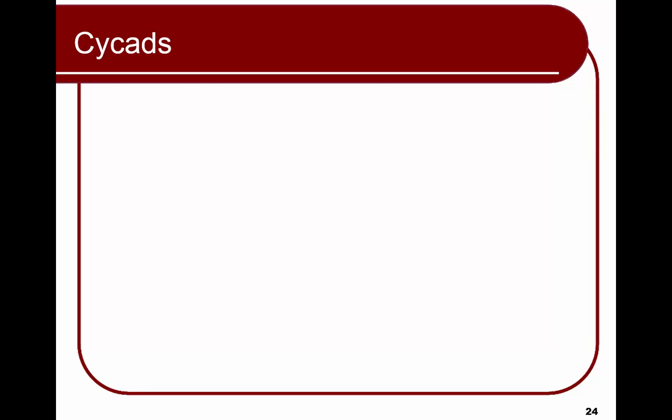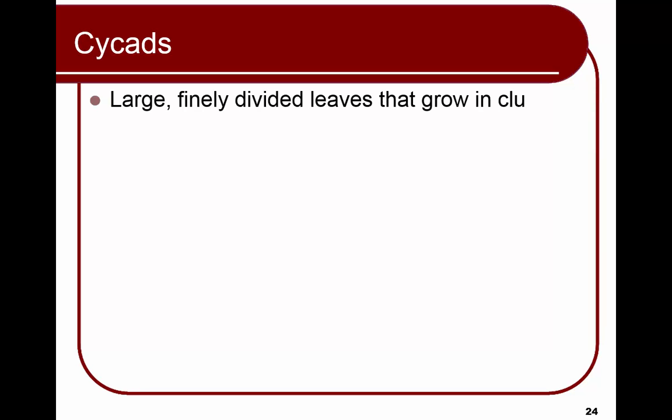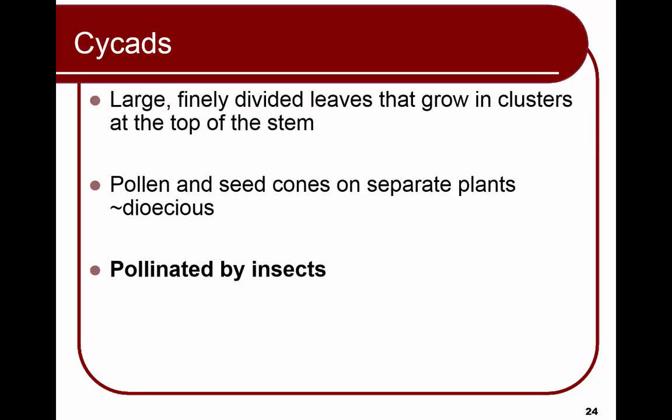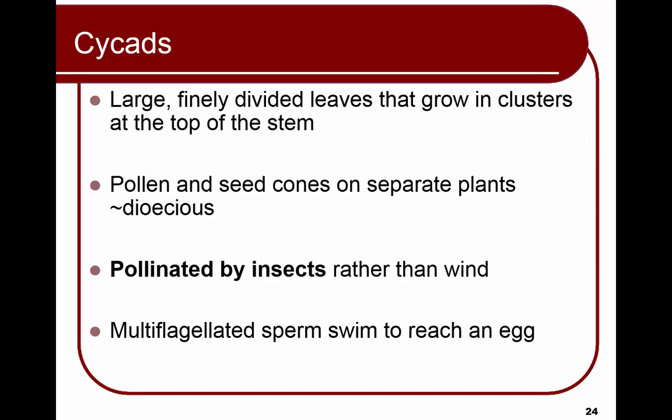Now our cycads, these have leaves that grow in clusters at the top of the stem. They're very large, divided leaves. They are dioecious. They have pollen and seed cones on separate plants. The insects pollinate these, not wind. And you have sperm that are multiflagellated that have to swim to reach the egg.